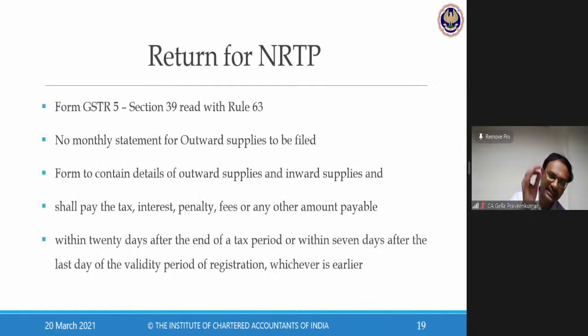NRTP, again, is a very simple form called form GSTR5. I file it for a non-resident taxable person. Please keep in mind, NRTP will not file GSTR1. He will have one simple set of data. What are the imports when he has come into India as a non-resident? What inputs and capital goods has he imported? On those inputs and capital goods, what is the tax he has paid? He'll show his bill of entry number and the taxes paid to the government.